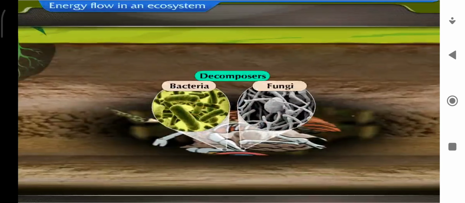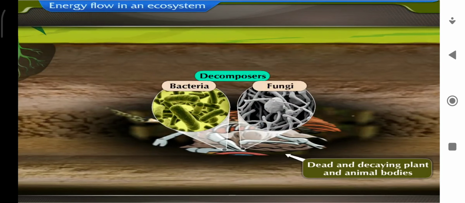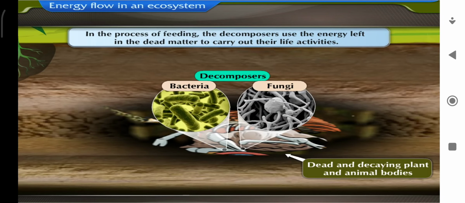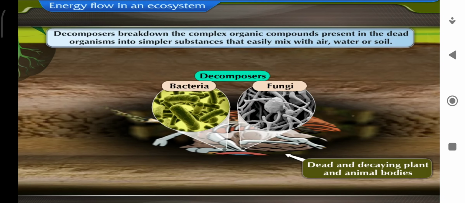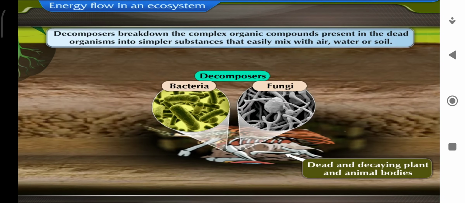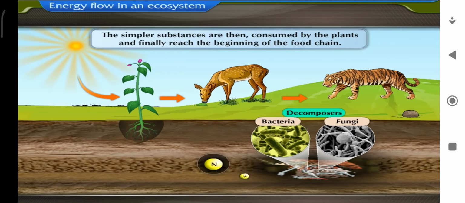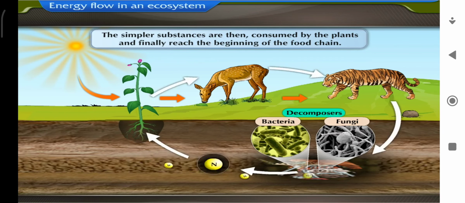Most decomposers, for example bacteria and fungi, live on dead and decaying plant and animal bodies. In the process of feeding, they use the energy left in the dead matter to carry out their life activities. They break down the complex organic compounds present in the dead organisms into simpler substances that easily mix with air, water, or soil. The simpler substances are then consumed by the plants and finally reach the beginning of the food chain.